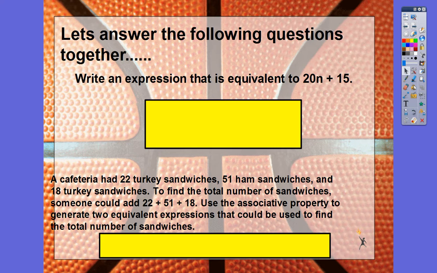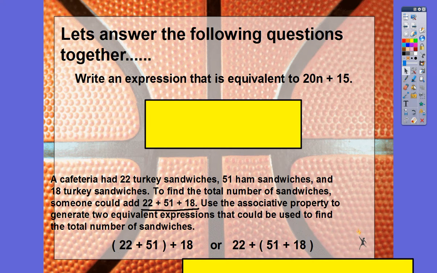All right, now the next problem is going to ask them to use the associative property to generate equivalent expressions that can be used to find the total number of sandwiches. So they've already given them, okay, to find the total number, you could add the numbers together. So they've already given them that part. The only thing that they have to do is, since they're using the associative property, they're going to have to insert parentheses, and then they're going to have to mix it up and change those parentheses around.